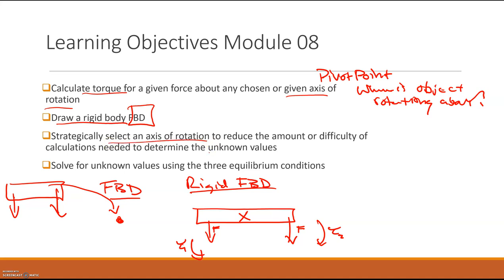Axis of rotation, just talked about that. And then equilibrium, where we're talking about it's not rotating and it's not translating, kind of what we just talked about in the previous slide.